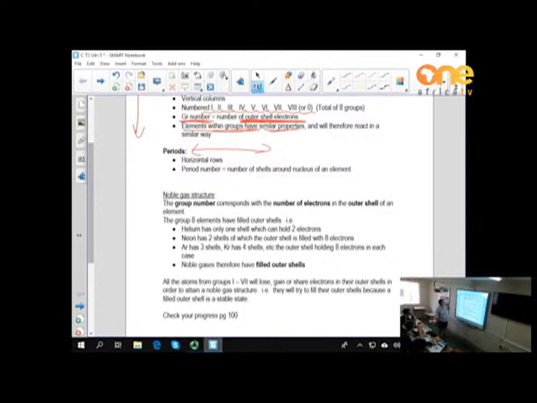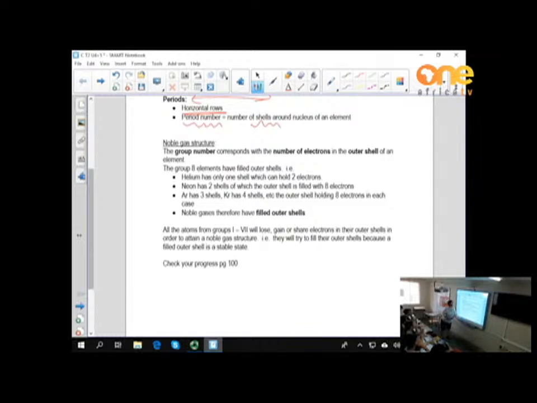So, we say the periods then are the horizontal rows, and the period number tells me how many shells that atom has. So if I stick my finger onto an element on the periodic table, how many outer shell electrons does it have? It lies in group 3. So it's got 3 electrons in its outer shell, but how many shells does it have? 1, 2, 3, 4, 5 shells. You follow? Okay.